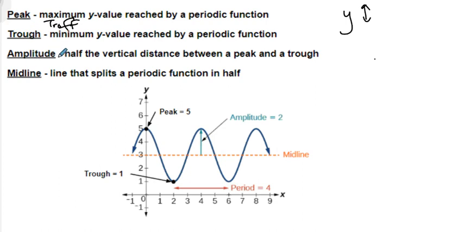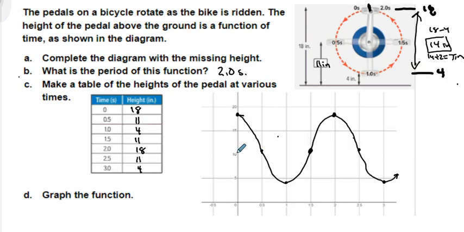And then the amplitude. This is a slightly weird concept. Amplitude is half the vertical distance between a peak and a trough. The amplitude and midline are important to learn together. The midline is the line that splits your periodic function, right down the middle. We could have done that with ours right through the center, where the middle of the pedal went. This would have been our midline, where 11 was.